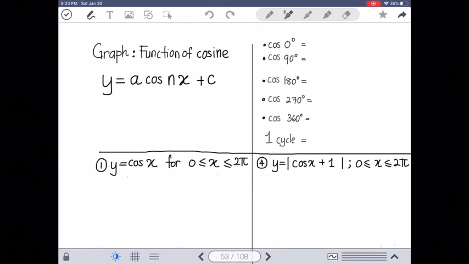Assalamualaikum. Very good day. Today we are going to have a look at how to draw the graph of functions of cosine.